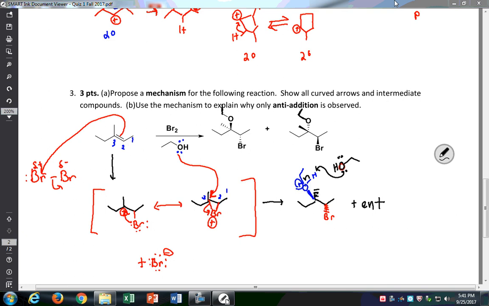And deprotonate our hydrogen of both our compounds. Also the enantiomer, you don't necessarily have to show that. And that forms our 2 compounds. Any questions with that mechanism?